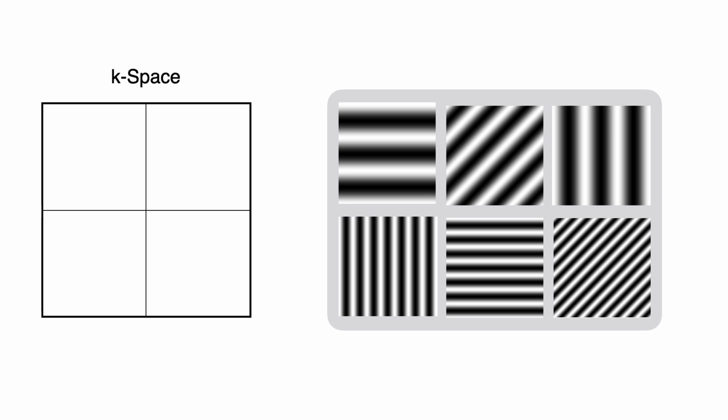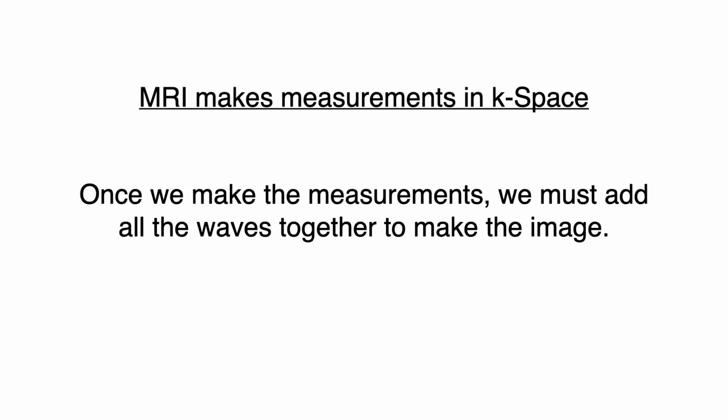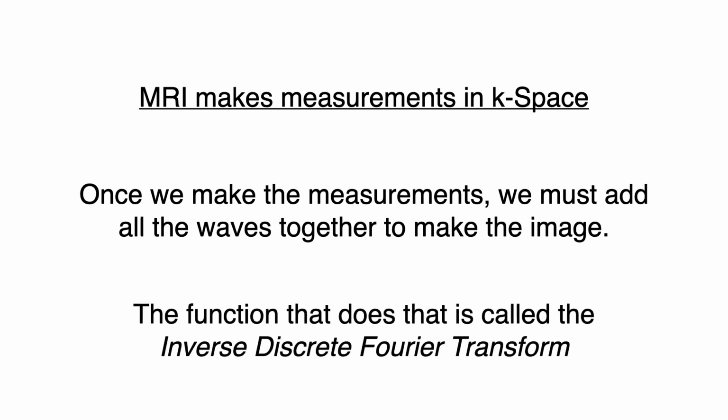Now why do I bring this up? Because MRI makes measurements in K-space. Once we make the measurements, we must add all the waves together to make the image. That's the process of image reconstruction. And the function that does that is called the inverse discrete Fourier transform.